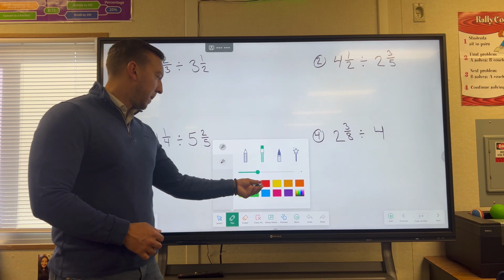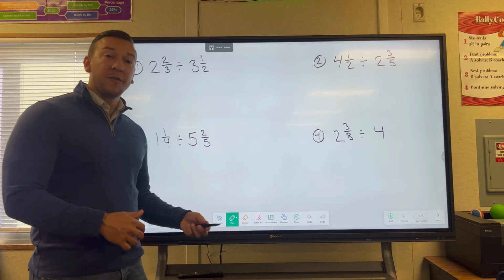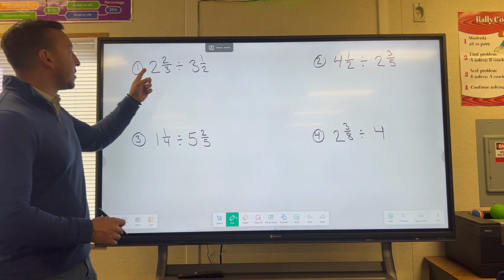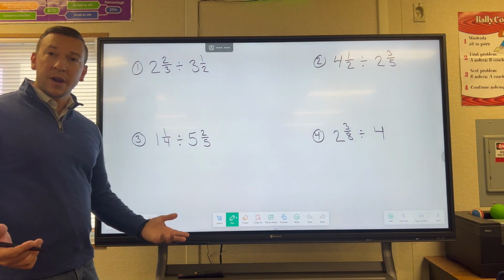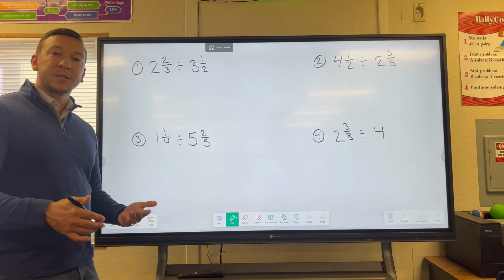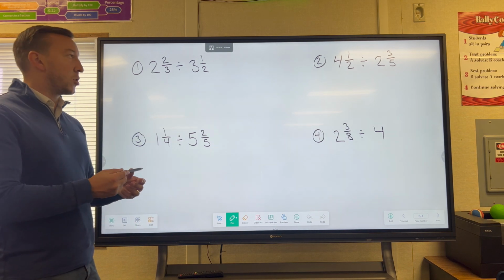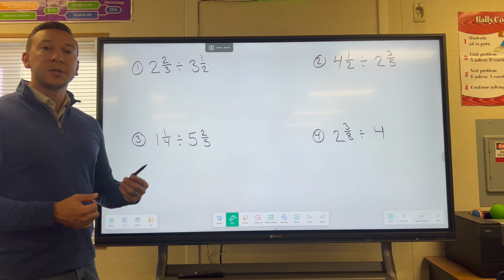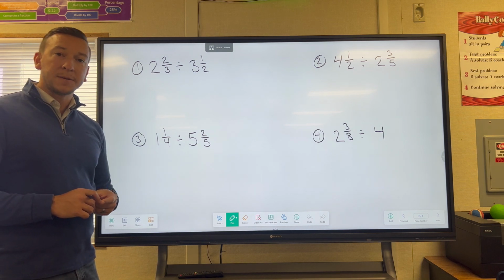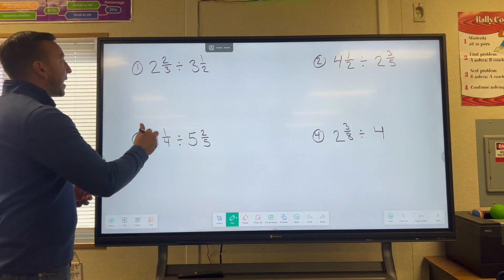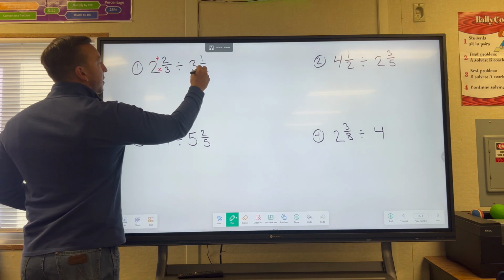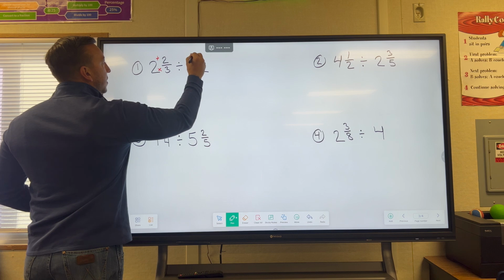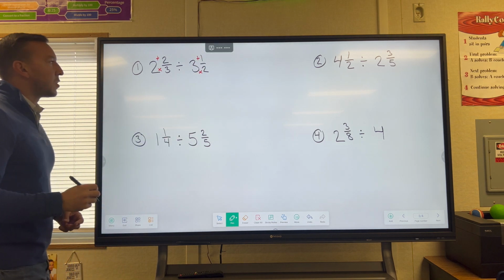Okay, I'm assuming you've pressed play. Let's go over this first one here. 2 2/3 divided by 3 1/2. Remember our steps. The first thing I'm going to do is turn. I'm going to turn these mixed numbers into improper fractions. And I like to remind myself just by putting the symbols up there so I know what to do.